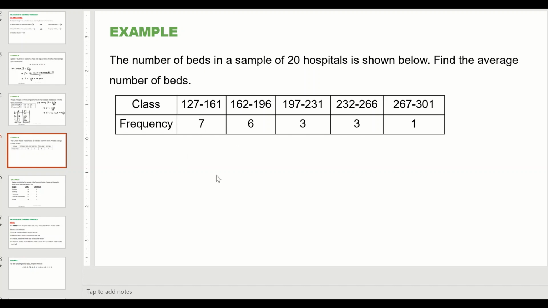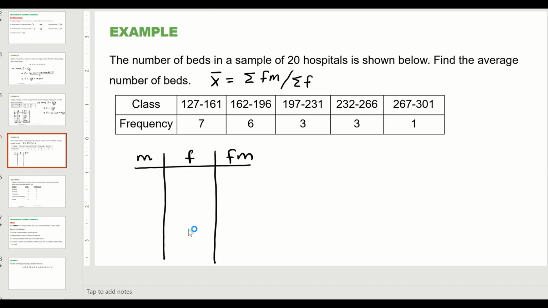Okay, so this is grouped data, and if you remember the formula from the first slide for the calculation of the mean of grouped data like this, the mean is equal to the sum of f times m divided by the sum of all f. Now I'm going to make a table for f, m, and f times m. Okay, first I need the midpoint of each class here.